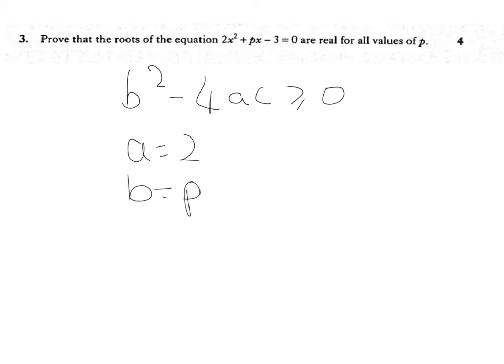Section 5, question 7. Prove that the roots of the equation 2x squared plus px minus 3 equals 0 are real for all values of p. The condition for roots being real is that the discriminant is greater than or equal to 0. So we need to prove that that's the case for this particular function. So I'm going to first of all get my coefficients. So I've got a is 2, b is equal to p, and c is equal to minus 3.